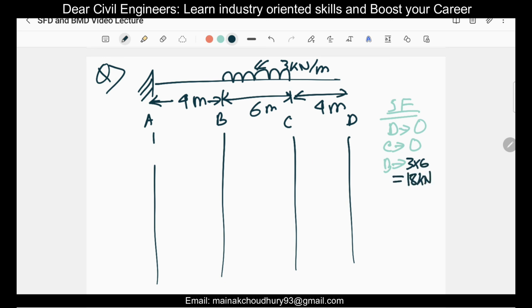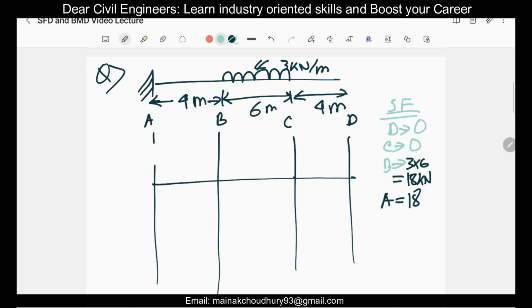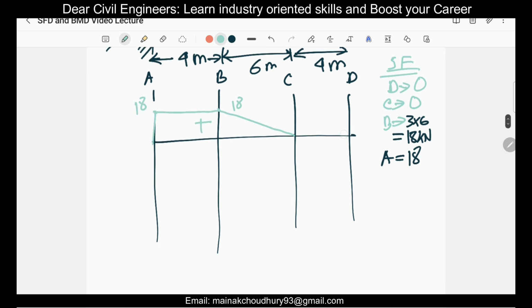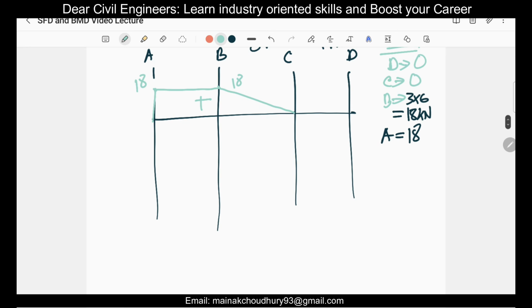Okay, and this will go on increasing, and then the shear force at A will also be 18 because there is no other load included. So the shear force diagram will be like this. There is no load up to this point, and from this point to this point it increases to 18. So it will be like this, and then like this. 18 shear force positive.